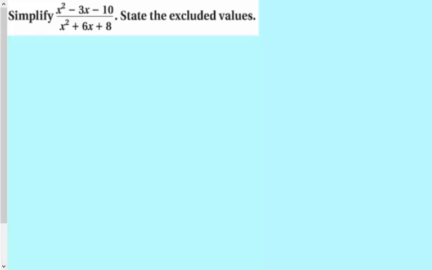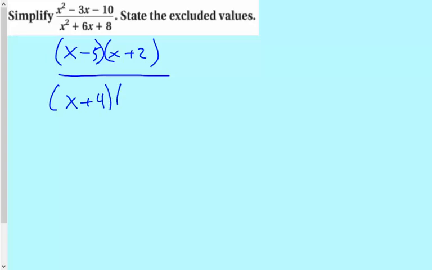We're going to simplify. We're going to state the excluded value. In order to find the excluded values for this question, what we want to do is factor first. And so I need two numbers that multiply to -10 but add to -3. So that'd be -5 and +2. And then I need two numbers that multiply to +8 but add to +6. That'd be 4 and 2.